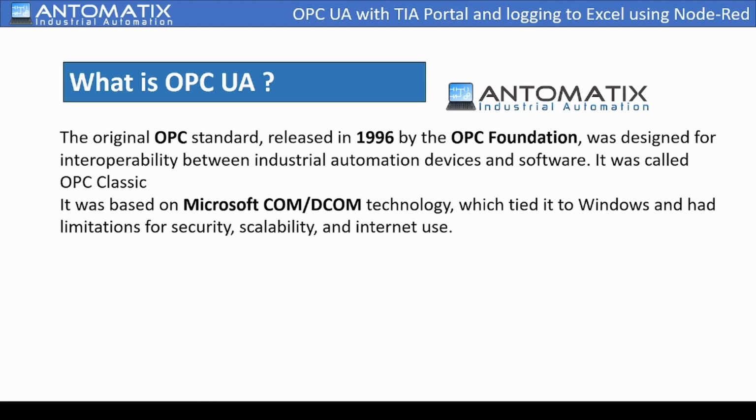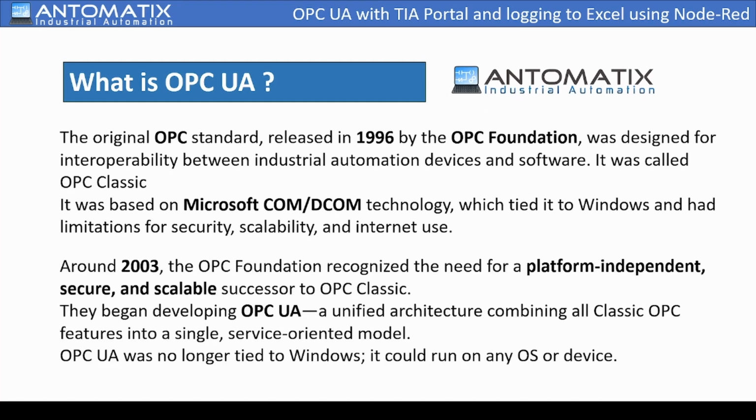The original OPC standard, released in 1996 by the OPC Foundation, was designed for interoperability between industrial automation devices and software. It was called OPC Classic. It was based on Microsoft COM/DCOM technology, which tied it to Windows and had limitations for security, scalability, and internet use. Around 2003, the OPC Foundation recognized the need for a platform-independent, secure, and scalable successor to OPC Classic. They began developing OPC UA, and new OPC was no longer tied to Windows. It could run on any OS or device.